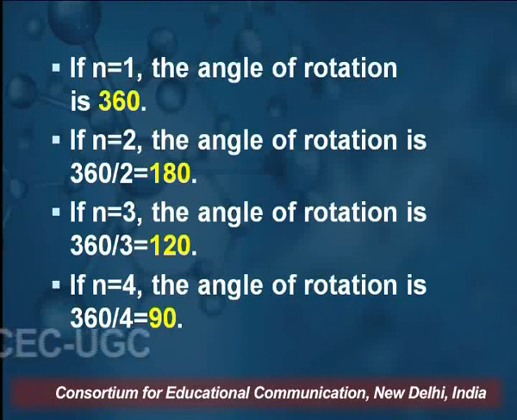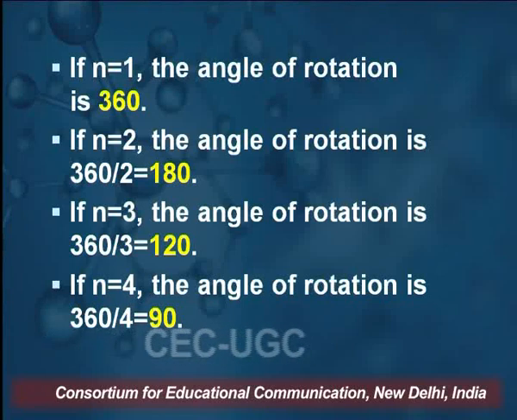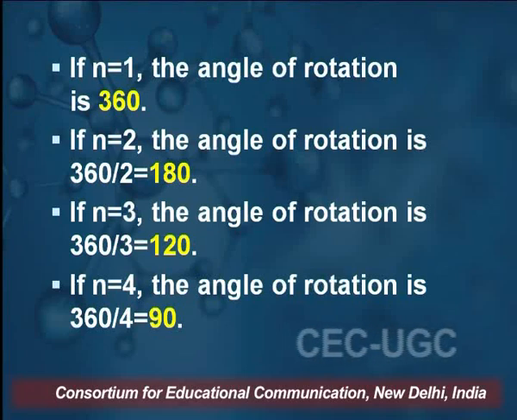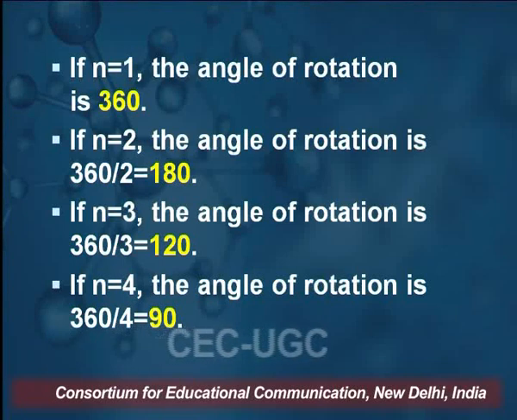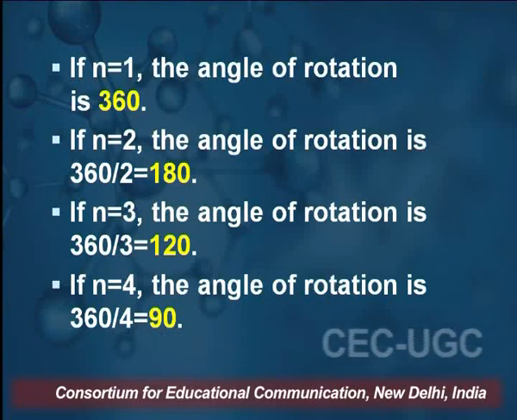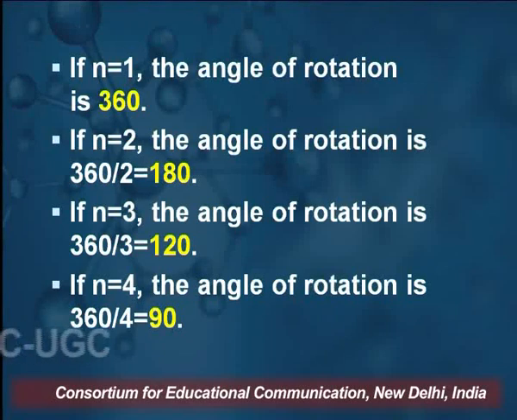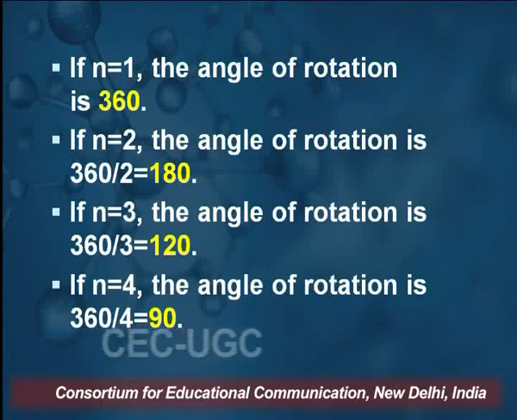When the value of n is 3, that means after every 120 degree rotation we will get the same or identical configuration of the molecule. And if n is equal to 4, that means when we rotate the molecule by 360 degrees, we will get 4 equivalent configurations.